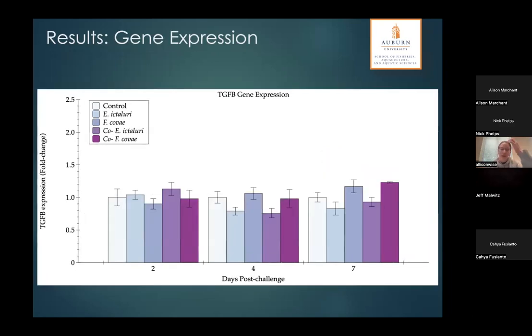However, when we look at TGF beta gene expression, you can see that it really did not change throughout the course of infection. TGF beta is a gene that's responsible for suppressing the immune response. And this lack of expression shows that the pathogen doesn't really elicit an immunosuppressive response from the host, so these infections primarily drive a pro-inflammatory cytokine upregulation during the infection.